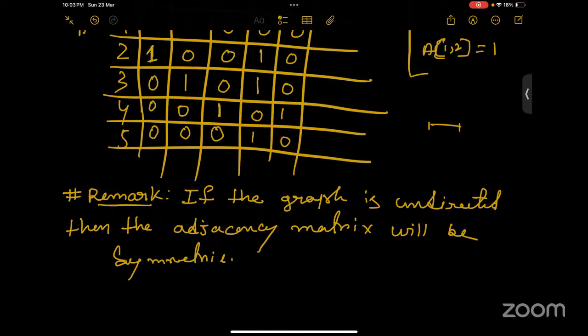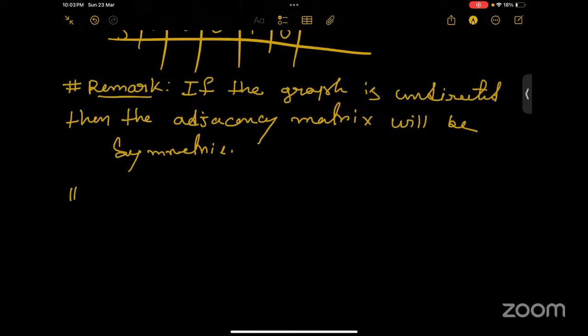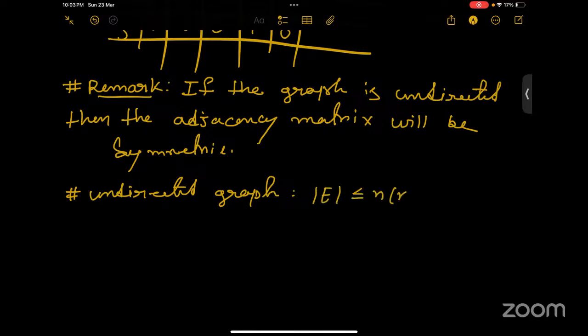These are some remarks, you just note it. If I have an undirected graph, undirected means both directions, right? Then the cardinality of E is at most n into n minus 1 by 2, because we will have a symmetric matrix in that case, right? And we know the number of entries of a symmetric matrix, the order basically, right?